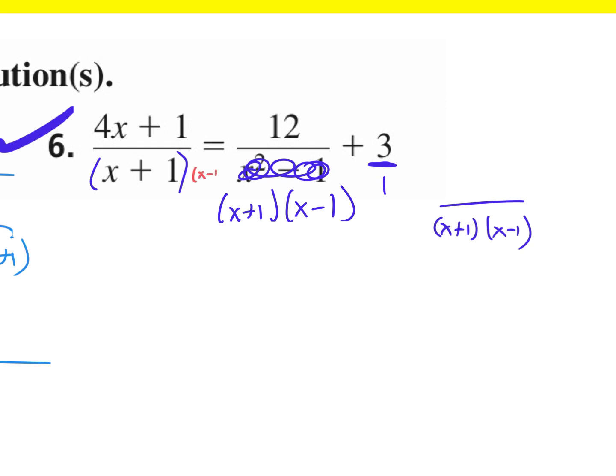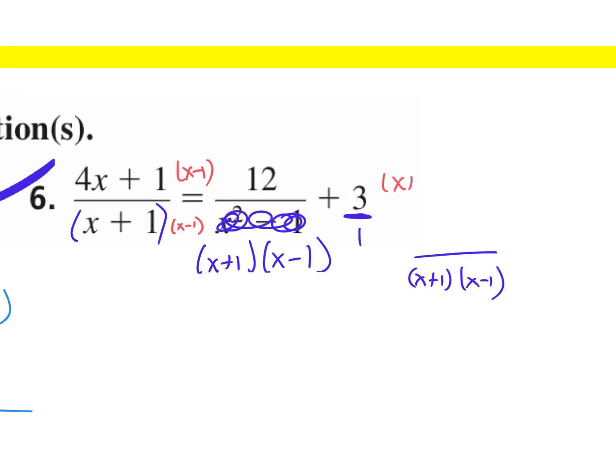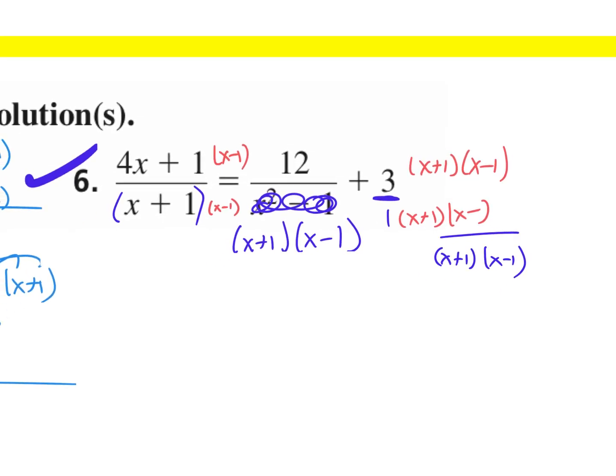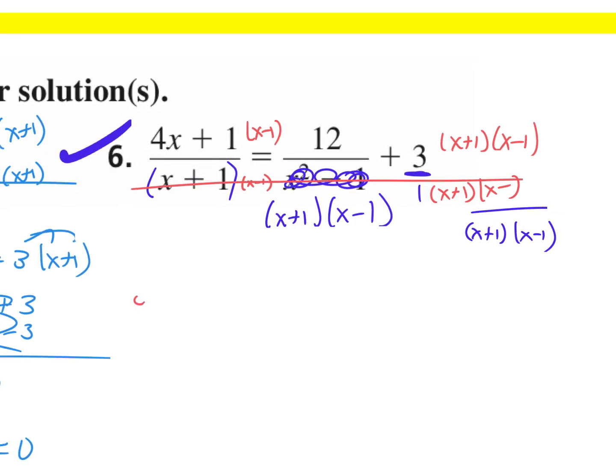The x minus 1. So if I multiply bottom and top by x minus 1, my second fraction has both of them, right? So we're good to go. What does the third fraction need? X plus 1 and x minus 1. It needs them both. And now that we have a common denominator, what do we do with the bottom? We cross it off. So I'm going to write out the whole thing so you can see it.